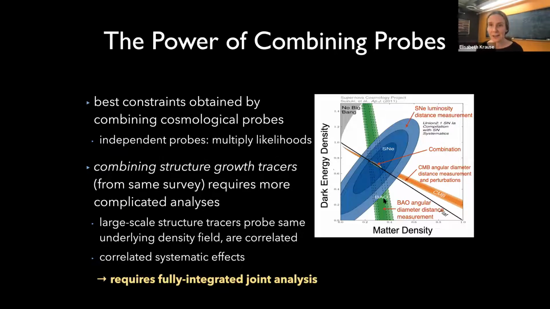You can download the posterior from each of these experiments and multiply them yourself and experiment with the results, because these are uncorrelated experiments. However, when we now talk about combining structure growth traces, we basically have 3 different ways of measuring the same underlying matter density field. So our measurements are inherently correlated, and they may also be correlated to systematic effects. So instead of multiplying individual posteriors, we now have to embark on a joint analysis.